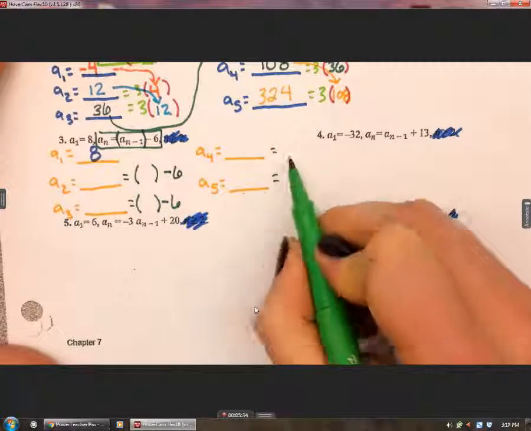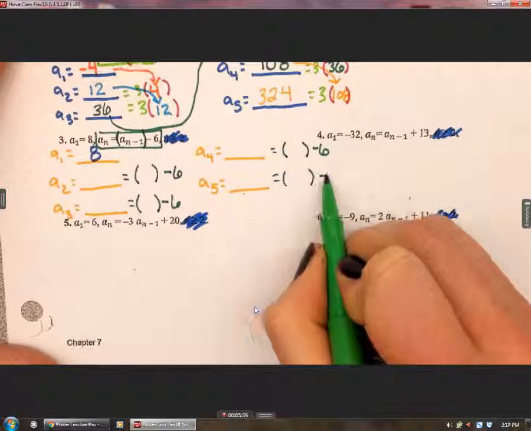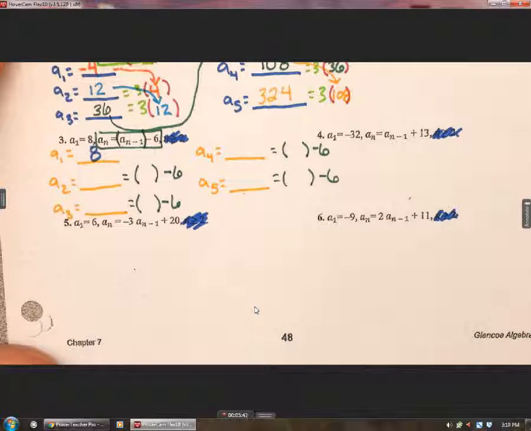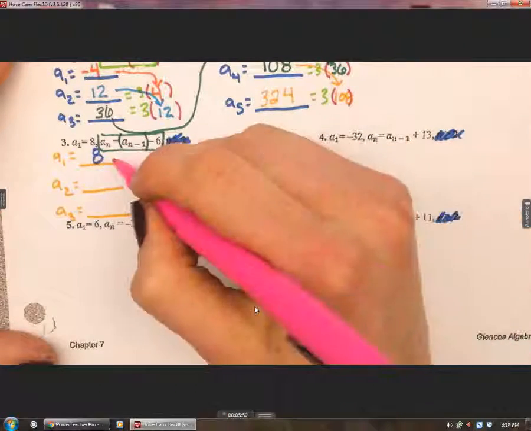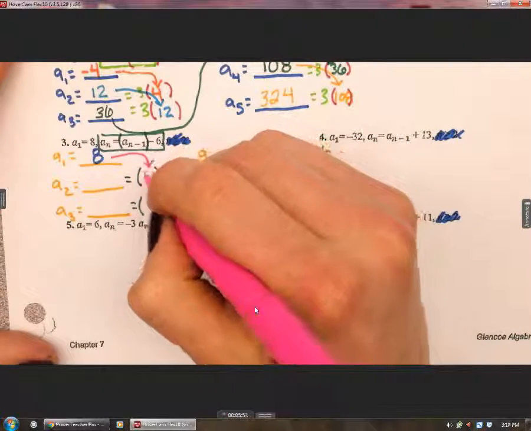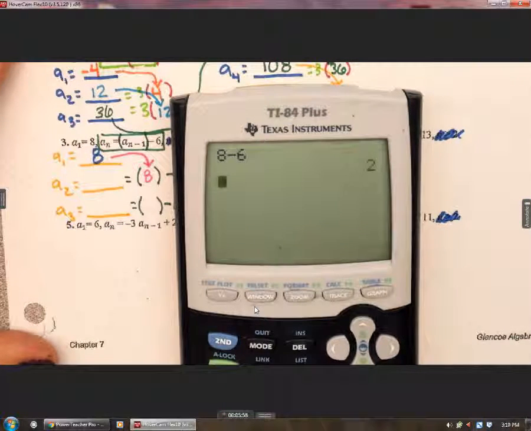Parenthesis minus 6. Parenthesis minus 6. Parenthesis minus 6. And we can do our steps. The 8 is going here. 8 minus 6, I hope you didn't need a calculator for that, is 2.